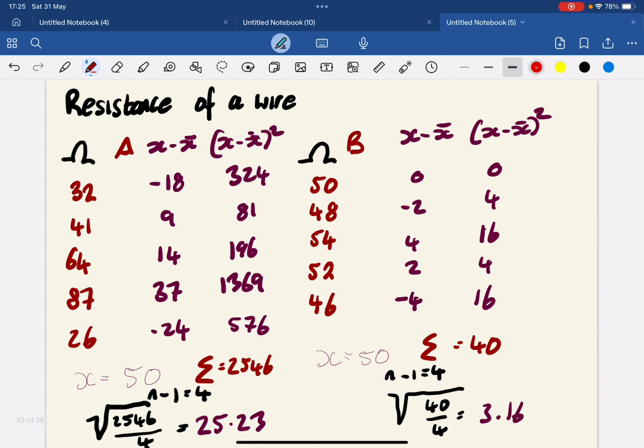What we should have seen when you've done the results is something like this, where resistance wire A has a standard deviation of 25.23 and wire B is 3.16. So the resistance of wire B is going to be far more reliable. Its spread from the mean, from the average, isn't as far as wire A. So again, that's really important.